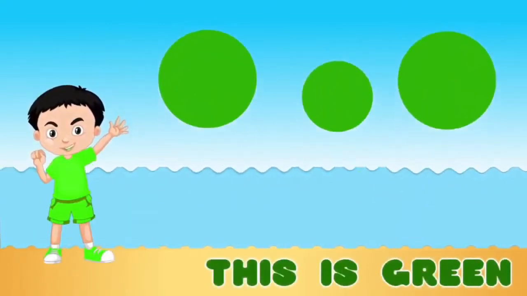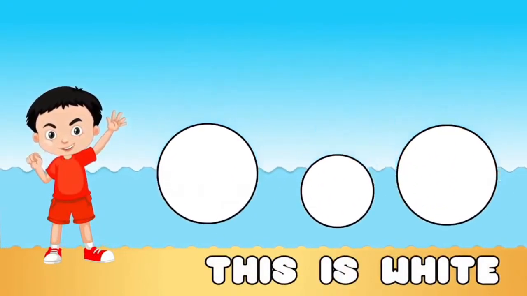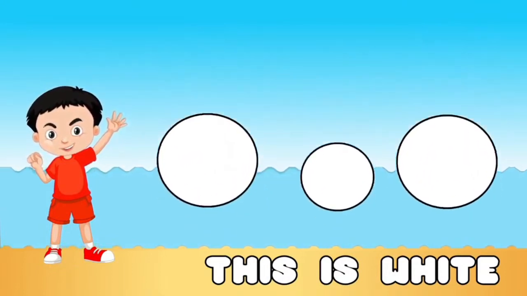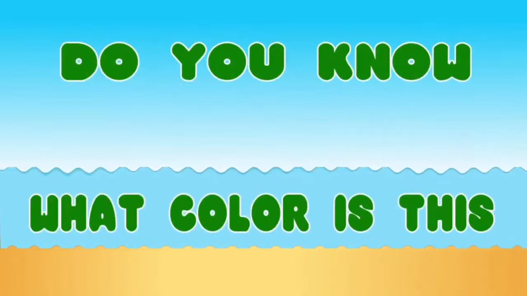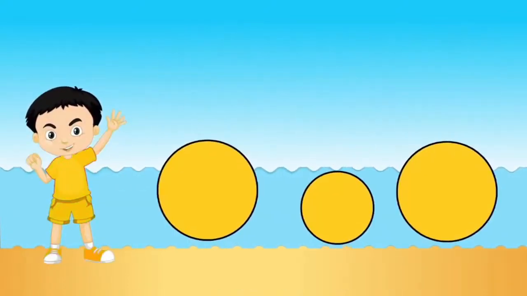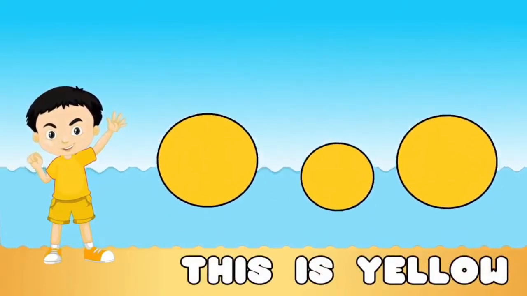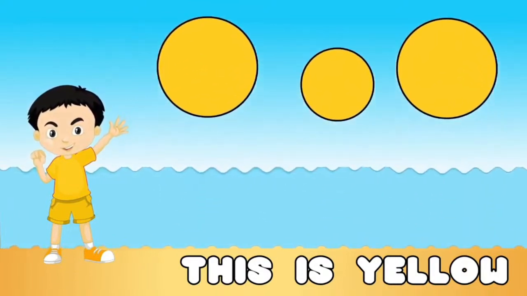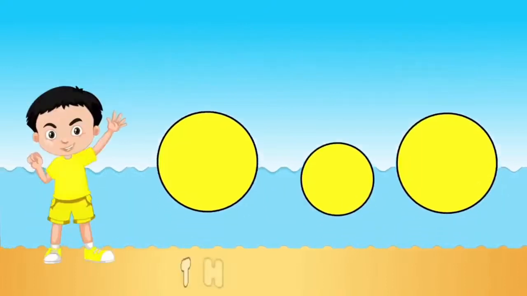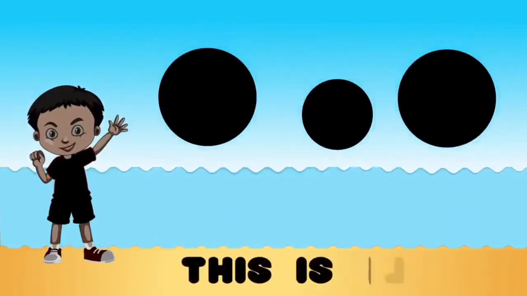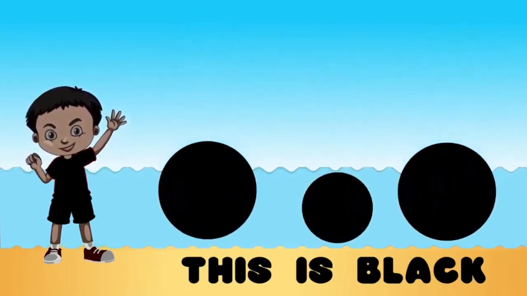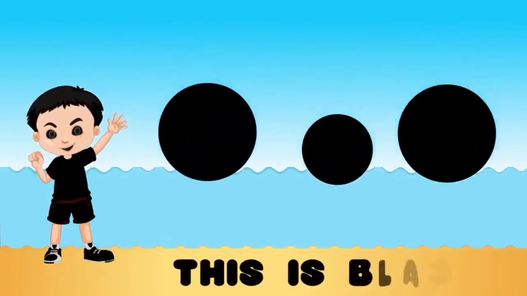This is green. This is white, the color white. Do you know what color this is? This is white. This is yellow, the color yellow. Do you know what color this is? This is yellow. This is black, the color black. Do you know what color this is? This is black.